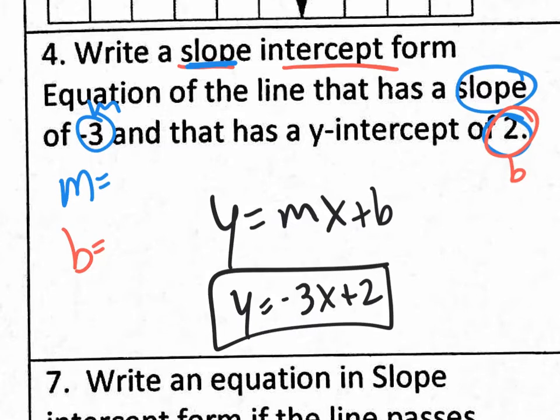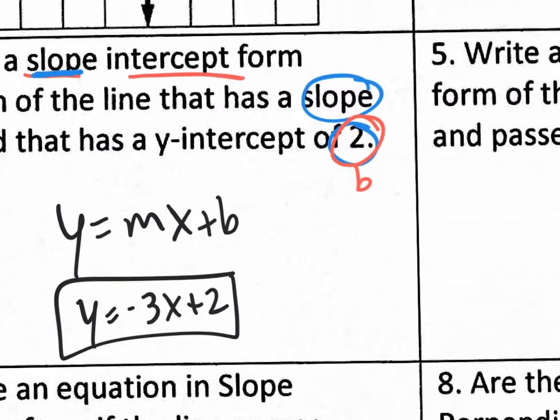Ta-da! If you have that right, get up and move. Got it wrong, stay where you're at. Okie dokie, moving on to number 5.